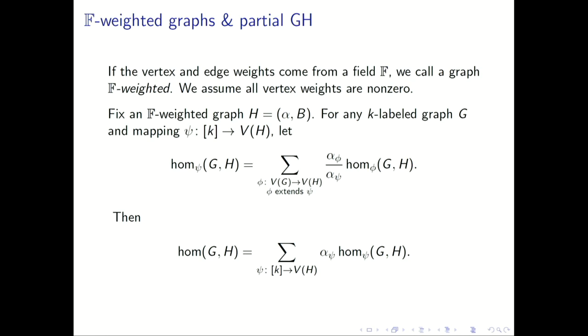So after that, we define a partial graph homomorphism function, and we know that the function hom can be expressed as a linear combination of such functions. So now, next, we need the notion of twin vertices in a graph.